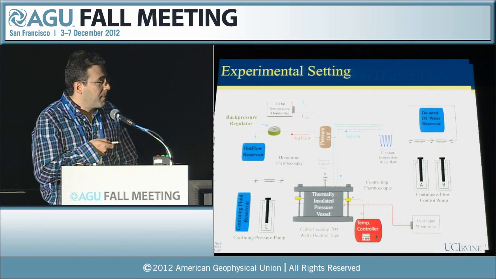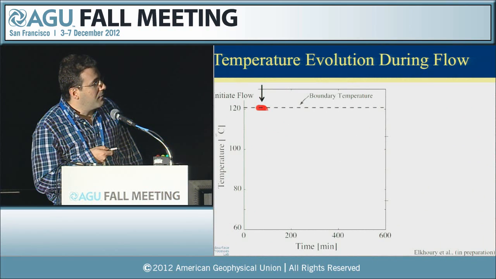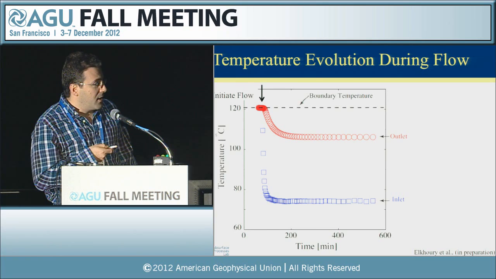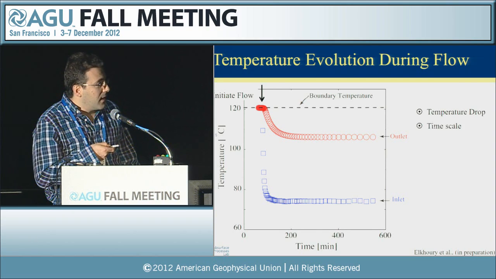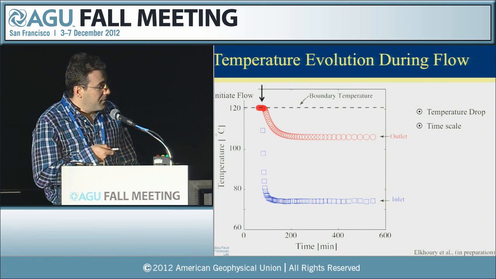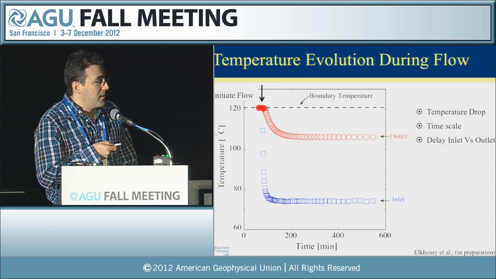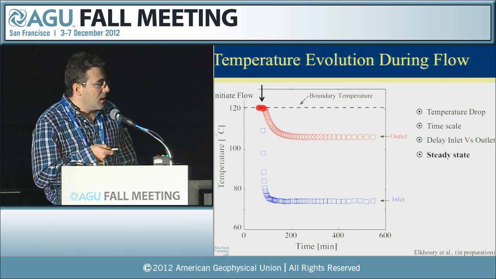inlet and outlet. All right, so this is an example of a temperature measurement. Initially we have the boundary temperature at a constant value, and the inlet-outlet temperatures are very close to it. When we initiate flow, the temperature decays as we expected. Here are the outlet and inlet temperatures. So we have a drop as we expected. There is a time scale associated to it. It's very different for the inlet and the outlet. Also, we observe some delay in the inlet and outlet drop. So basically, the inlet temperature drops first and then it takes some time for the outlet to drop as well. We have steady state values after a certain time.